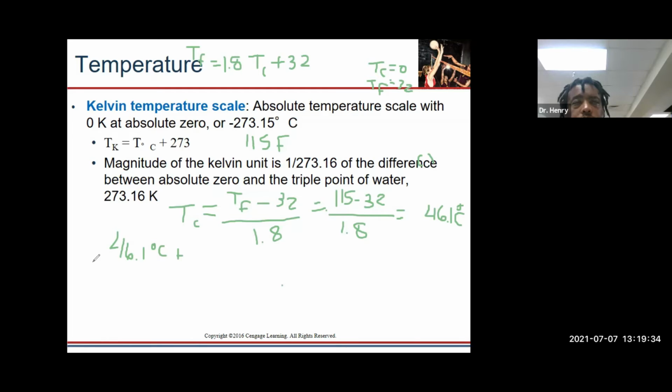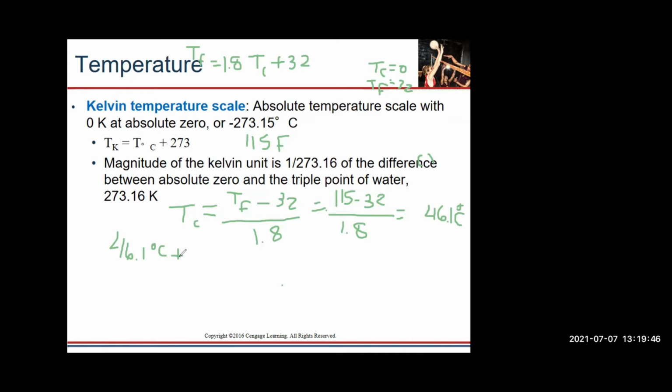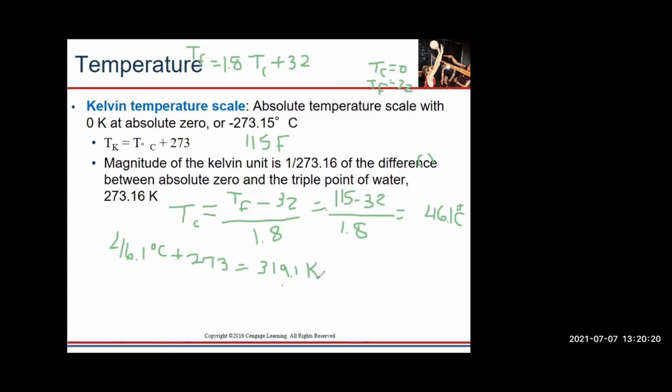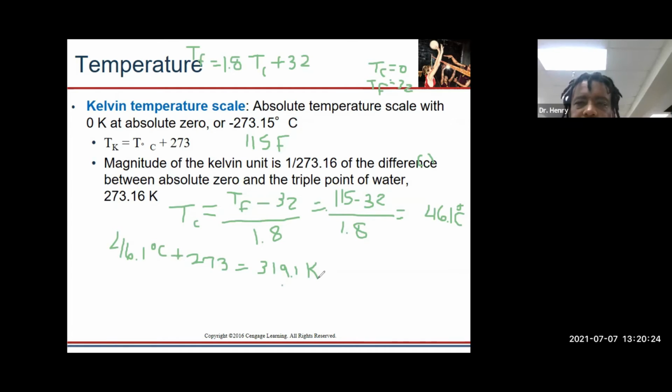Also in your package. So I'm going to add what to it? 273. So 46.1 plus 273 is 319.1 Kelvin. Piece of cake? For Kelvin, you don't put the degree sign? No, it's just the K. For Fahrenheit, you put the degree sign. For Celsius, you put the degree sign, but for Kelvin, you just put the K.